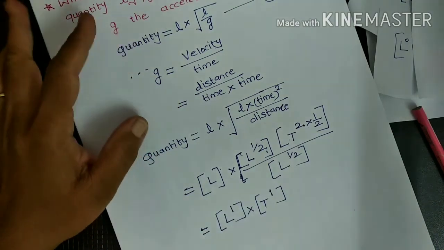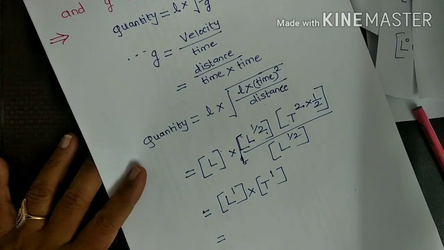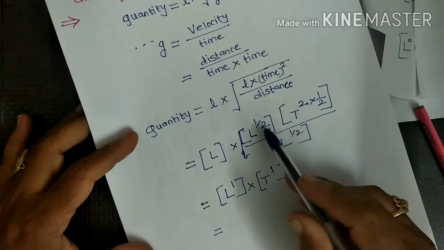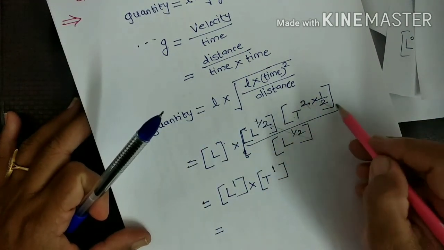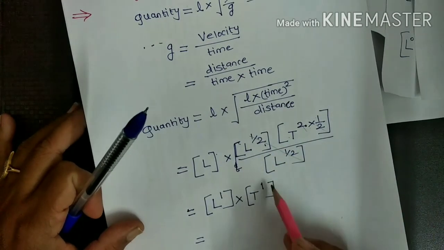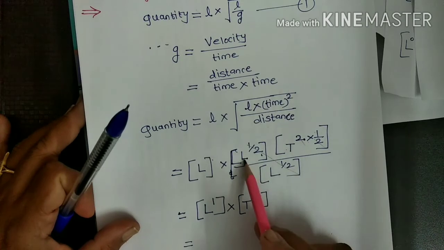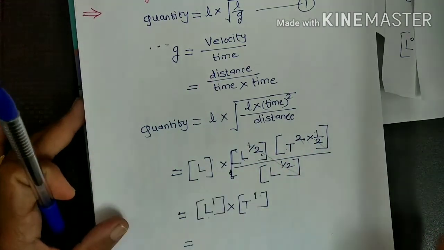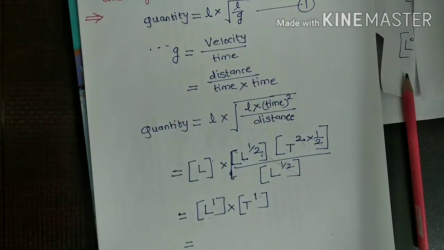That is the dimensional formula of that quantity. L raised to the power 1/2 and L raised to the power 1/2 cancel here, and T raised to the power 1 and L raised to the power 1 remain. That means L raised to the power 1 and T raised to the power 1, that quantity has that dimensional formula.